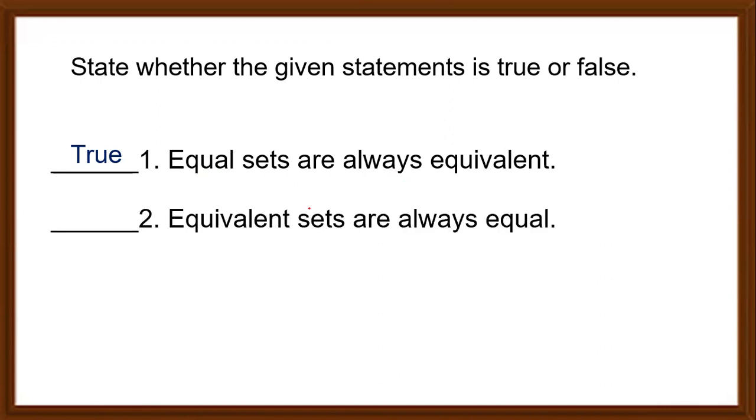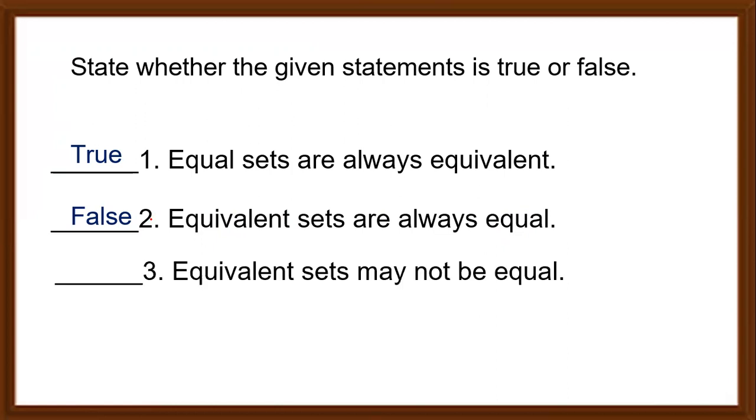Let's have number 2. Equivalent sets are always equal. Kailangan balikan mo yung definition. Ano kaya ito? True or false? That is false. Bakit kaya siya false? Kung babalikan natin yung definition, di ba, yung equivalent sets ay tumutukoy doon sa bilang ng cardinality, samantalang yung equal ay tumutukoy sa parehas na elements. Ibig sabihin niyan, may mga equivalent sets kasi na hindi parehas yung kanilang elements. Kaya nga, equivalent sets are always equal is false.